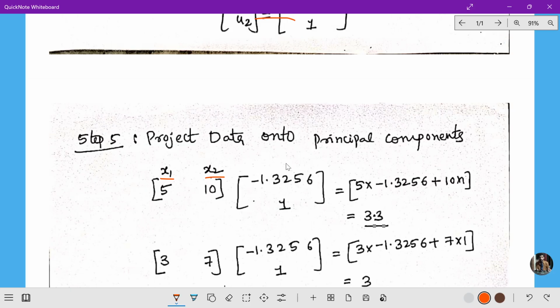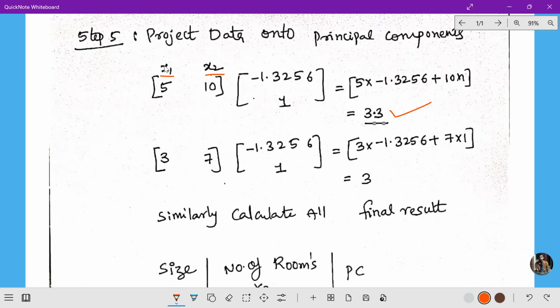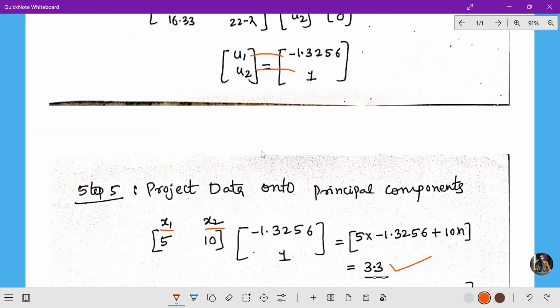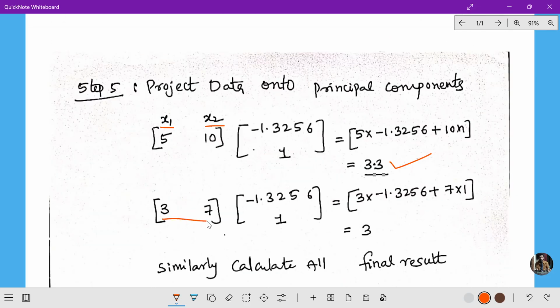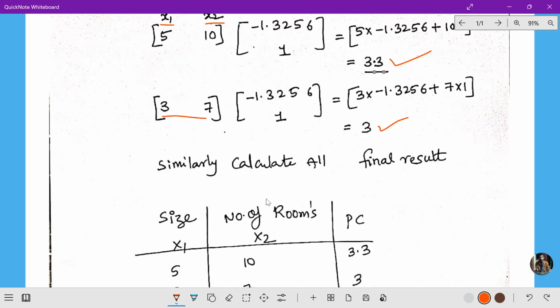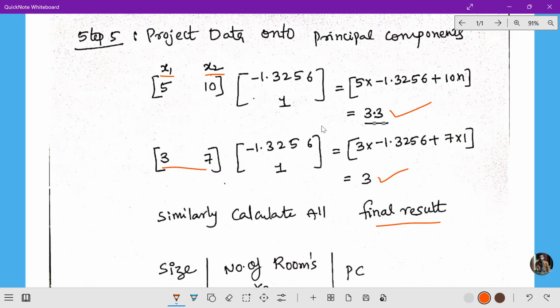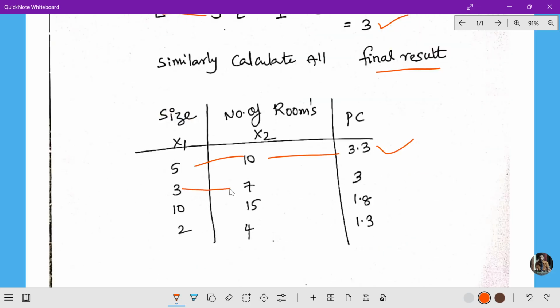Here we need to do some calculations. This is something like 5 into minus 1.326 plus 10 into 1. So this answer is 3.3. Second one, after completion of 5, 10, this second one is 3, 7. Okay, so 3, 7, we received the answer as 3. So similarly, calculate all final results. So you observe, when I say 5, 10, I received the answer 3.3. Yes. When I say 3, 7, I received the answer as 3.